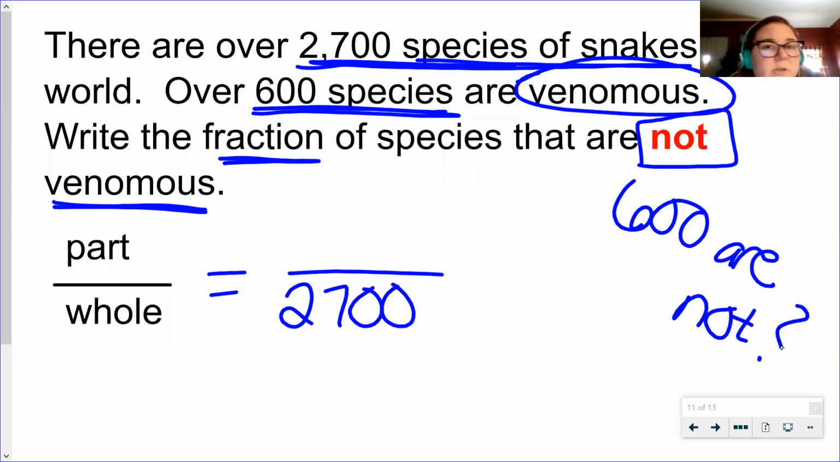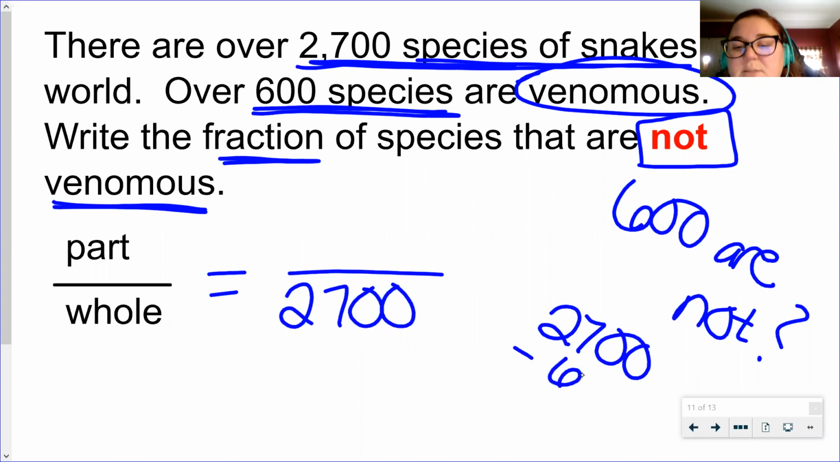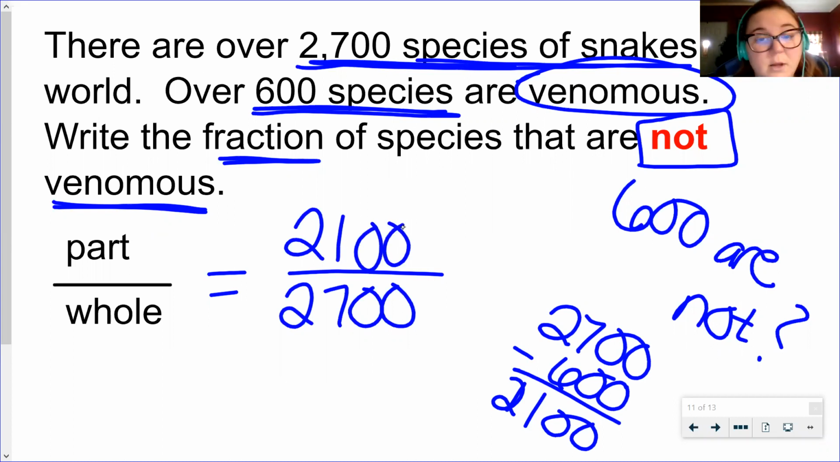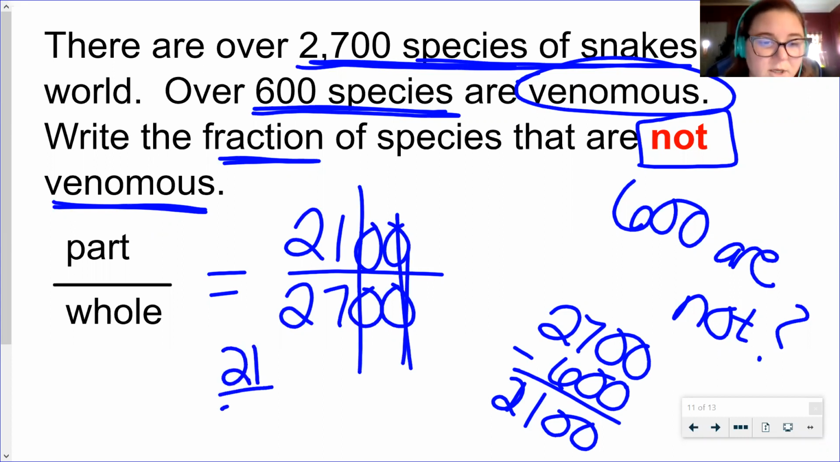How would I do that? Well, if you think about it this way, if I have 2,700 and I subtract the 600 that are, I have 2,100 that are not. So I have a lot of species of snakes that are not venomous. So they won't hurt me. I will be safe there. So in this case, this is super easy to simplify. Got a set of zeros. So I have 21 out of 27.